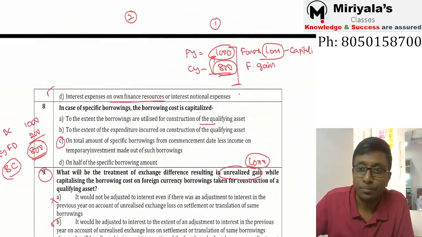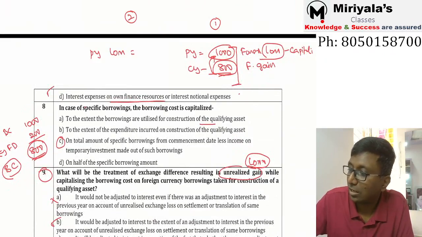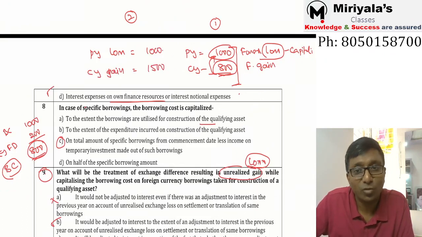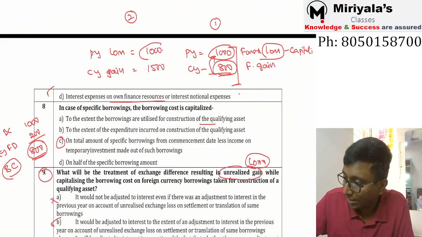Situation number two. Okay, sir, previous year how much loss you got? Sir, previous year forex loss is equal to 1,000. Okay, current year what is the gain? What is the foreign exchange fluctuation gain you got? Sir, 1,500 I got it. Why will I adjust fully? Correct now. To the extent I have capitalized, this is what was capitalized in the past.